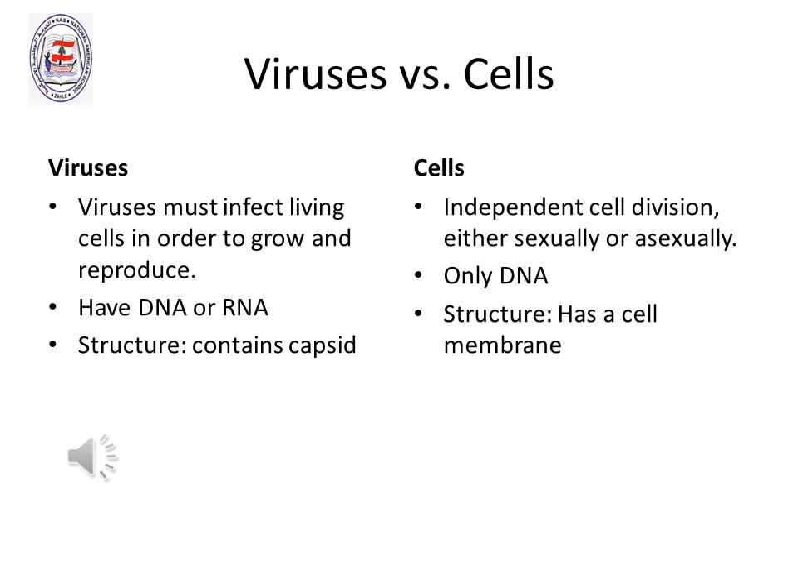Finally, this is also a comparison chart between viruses and cells. Viruses must infect living cells in order to grow and reproduce, while cells have their own independent sexual or asexual division. Viruses have DNA or RNA, while cells have only DNA. The viruses contain a capsid, while cells have only cell membranes.